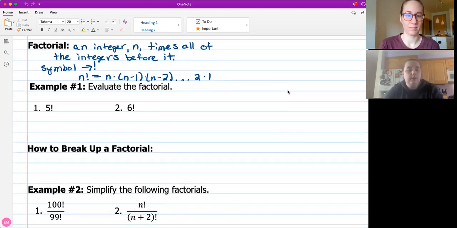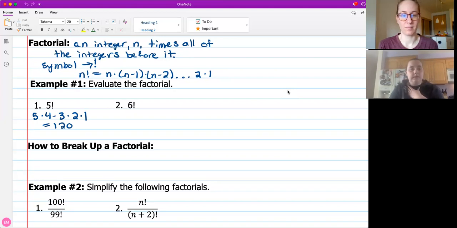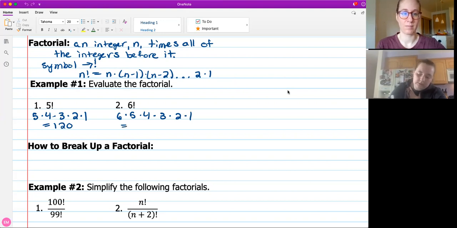Okay, so for example, if we have 5 factorial, we would have 5 times 4 times 3 times 2 times 1, which would equal 120. 6 factorial would be 6 times 5 times 4 times 3 times 2 times 1, and this would equal 720.